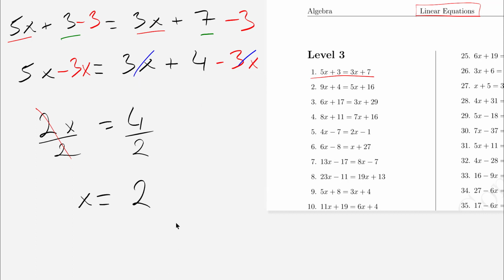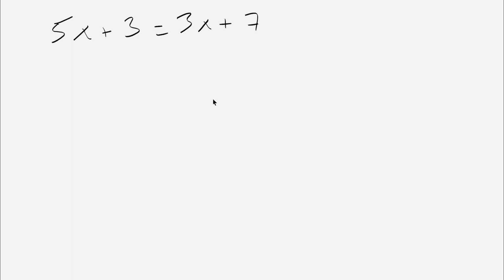But as in the previous video, we can quicken this up. We can take a couple of shortcuts that will speed us up in the long run. So let's have a look at that. So we're going to look at the same question again. 5x plus 3 equals 3x plus 7. I just want to look at this in a lot of detail here so you understand all the elements.